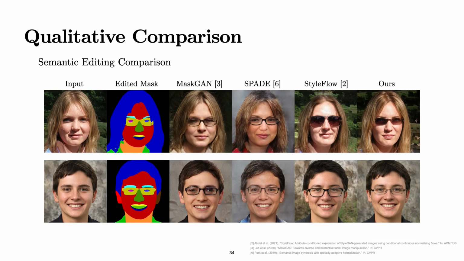We now show results for qualitative comparison for the task of semantic editing. As can be seen in columns 3, 4, and 6, our model results are more realistic and preserve the input's identity better than semantic based methods like SPADE and MaskGAN. We also show results for StyleFlow in column 5 and attribute based methods. The results show that attribute based methods lack in applying controlled semantic edits.